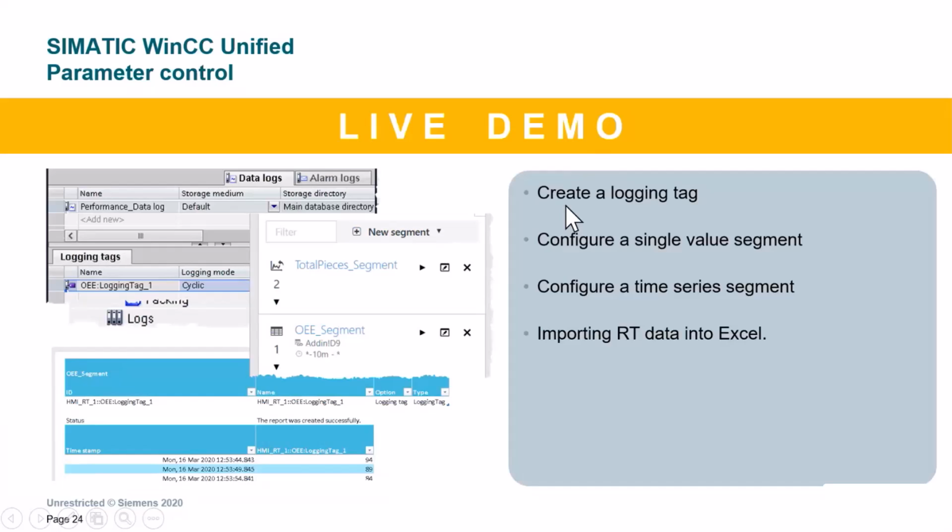So, now for the fun part, live programming. First, we will need to see what creating a logging tag looks like on a unified comfort panel. Don't forget, here we will be logging locally to the panel. Also, we will demonstrate how to configure a single value and time series segment. Finally, to finish this section out, we will import the RT data into Excel.